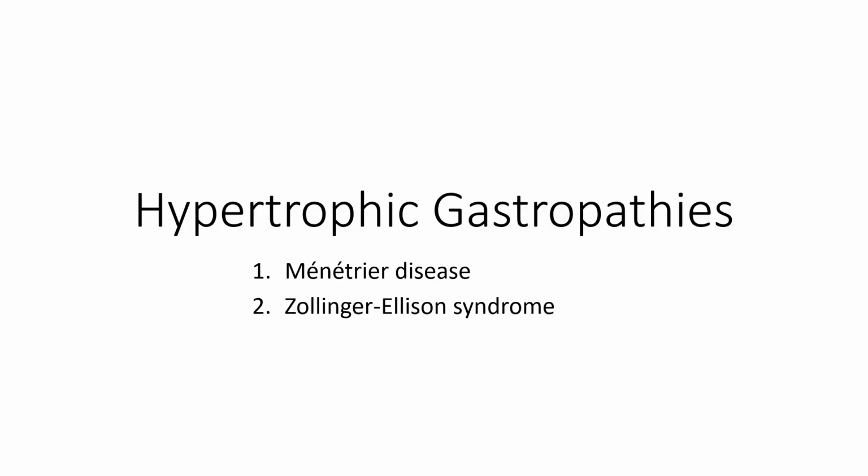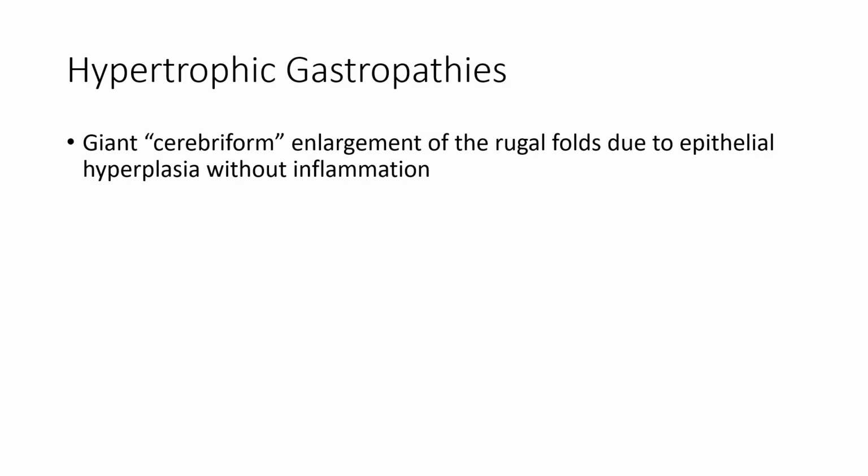Now we will briefly discuss hypertrophic gastropathies. We will talk about Menetrier disease and Zollinger-Ellison syndrome. In hypertrophic gastropathies, there is epithelial hyperplasia. There is no associated inflammation. Due to the epithelial hyperplasia, the rugae are hypertrophied and look like brain gyri. Hypertrophic gastropathies are rare diseases.